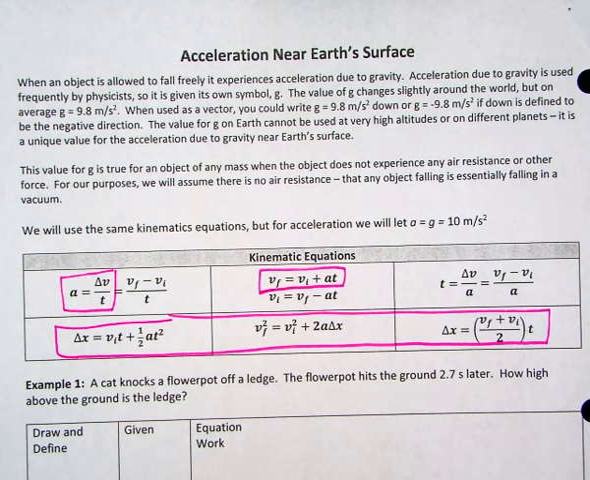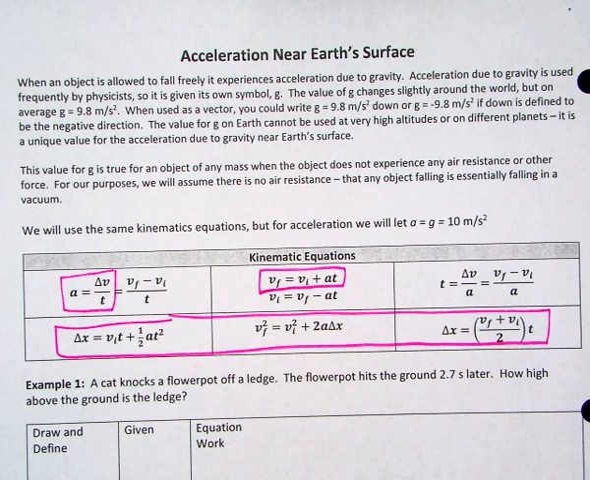So if I have a word problem and I'm starting from rest, what is one of my givens? VI equals 0. If I'm coming to a stop, what's one of my givens? V final equals 0, right? If I'm falling in the air, what is my new given? Acceleration.